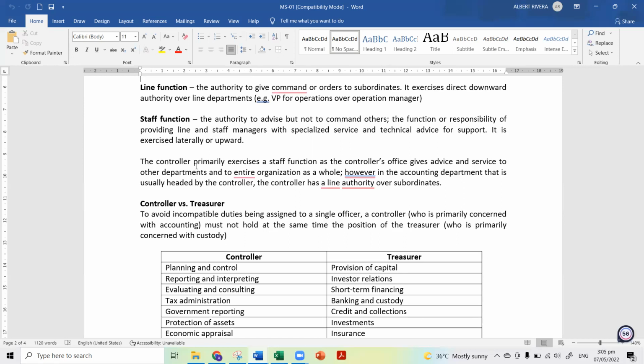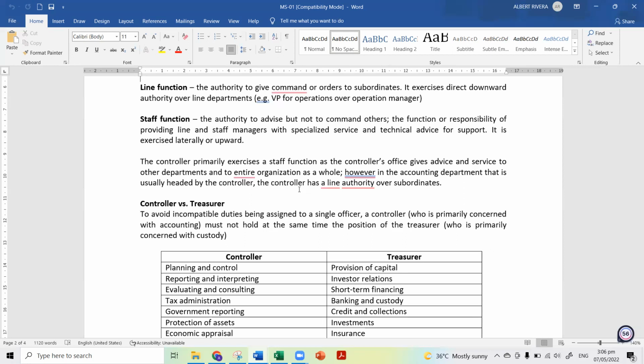Okay? And the controllership group or department primarily exercises a staff function in the sense that the controllership office gives advice or services to other departments and to the entire organization as a whole. Yan kasi ang trabaho niya, di ba? Pero pagdating na sa accounting department, siyempre ang head doon si controller. Si controller ay nagbibigay ng commands and orders sa kanyang mga subordinates. Kaya si controller, pinapractice niya yung line authority over his or her subordinates in its own department. Pero the purpose of that department is to provide advice and service to other departments or to the whole entity as a whole. So primarily, the controllership group or office is a staff function because that is the purpose on why that department was created.